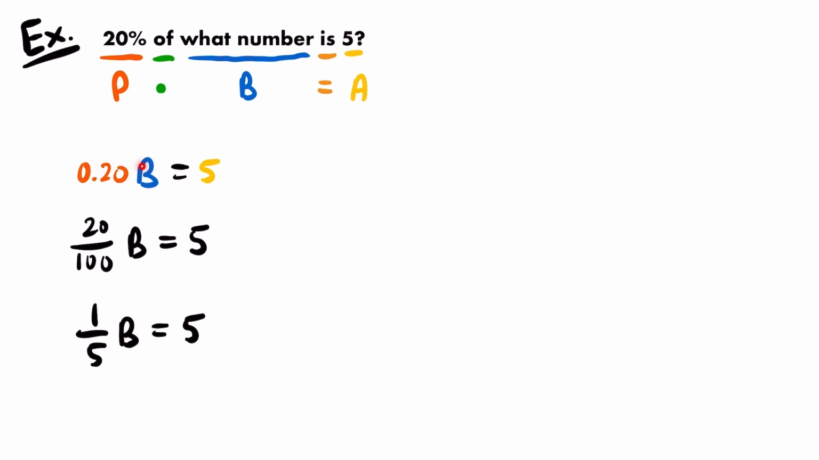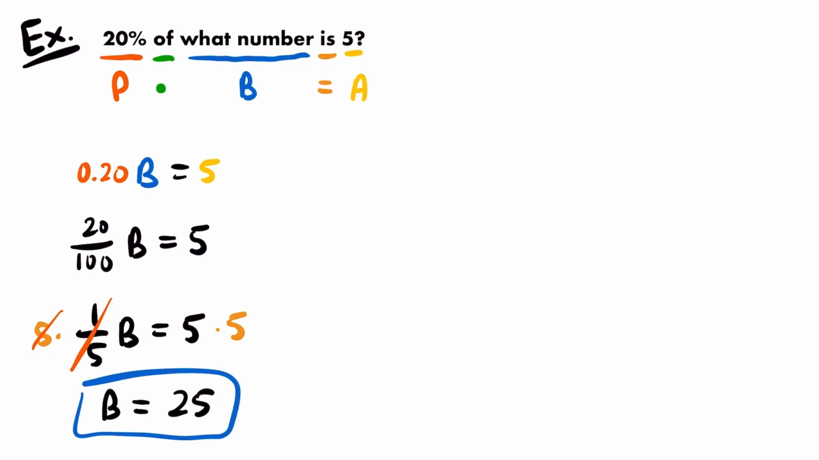Rather than having to work with decimals, we can now solve for B by simply multiplying both sides of this equation by 5. Technically you're dividing by 1/5, but that would be the same as multiplying by the reciprocal of that fraction. If you flip the numerator and denominator, you'd get 5 divided by 1, which is just 5. So we can multiply both sides of the equation by 5. 5 times 1/5 is 1, so you have 1 times B, which gives you B is equal to 5 times 5, which is 25. That is the value of the base, or the whole number, from the basic percent equation.